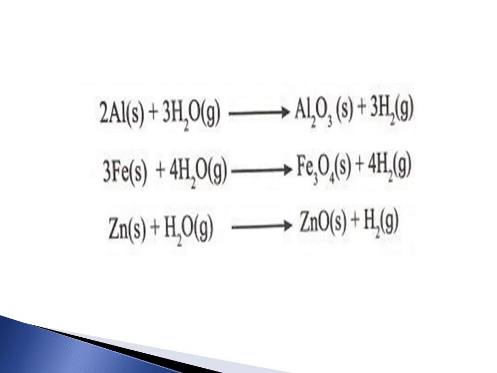The metals aluminium, iron and zinc do not react with cold or hot water, but they react with steam to form their oxides, and hydrogen gas is released in this reaction. Just look at the first reaction, aluminium plus steam giving aluminium oxide and hydrogen gas. Iron plus steam giving iron oxide plus hydrogen gas. Zinc plus steam giving zinc oxide plus hydrogen gas.